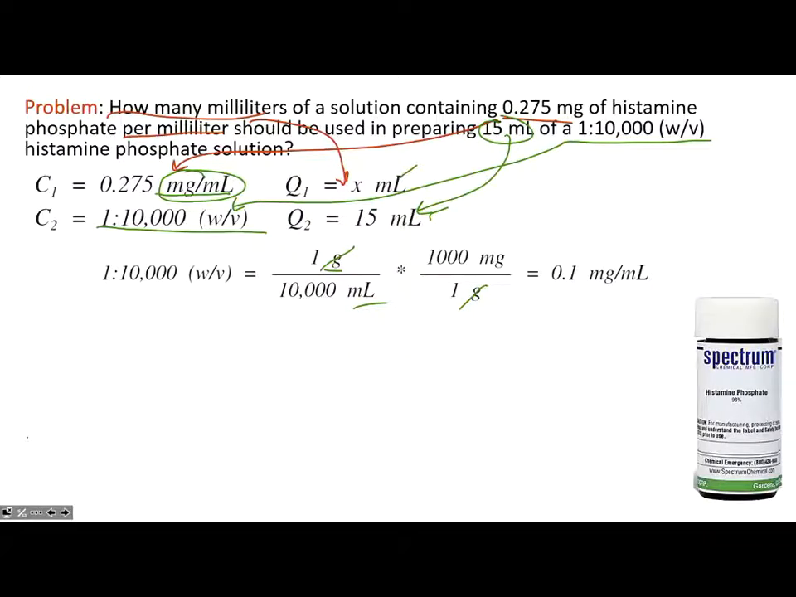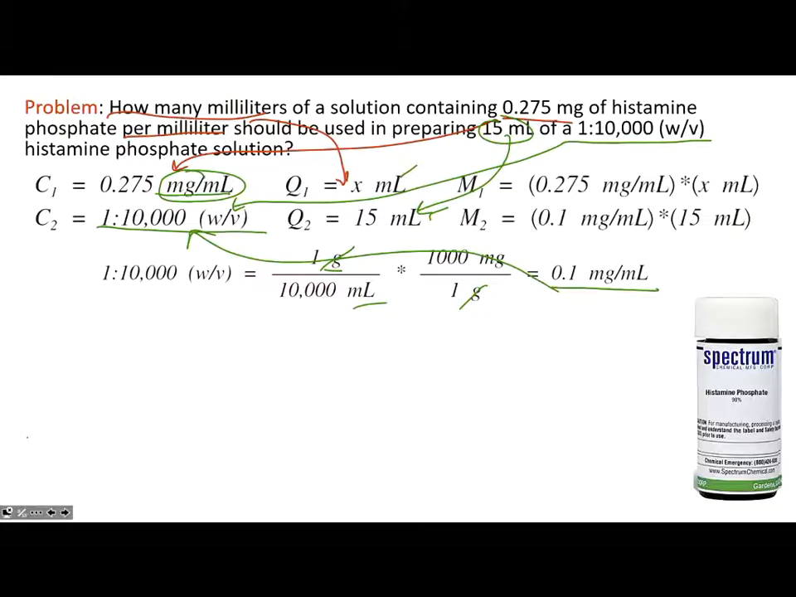So 1 to 10,000 means 1 gram per 10,000 milliliters. That means 1,000 milligrams per 10,000 milliliters. Just divide that out, and you see the number would be 0.1 milligrams per mil. If you divide that out, that's the same concentration, so all I have to do is substitute that for my concentration, and now I'm in the same units. So mils and mils, milligrams per mil and milligrams per mil. My numbers are in the same units.